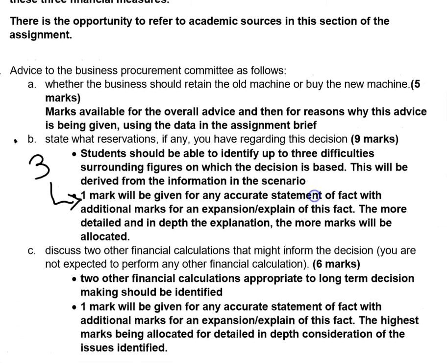Similarly, in part C, again, you've got 2 other financial calculations that should be appropriate to the long-term decision. So there's 3 marks for each of those. Of those 3 marks, 1 mark only is for the statement of fact. Additional marks are available for explanations.